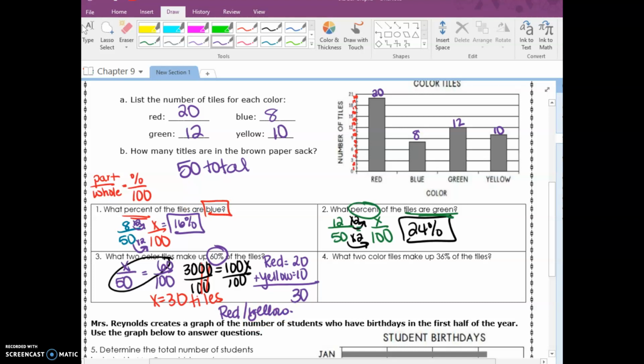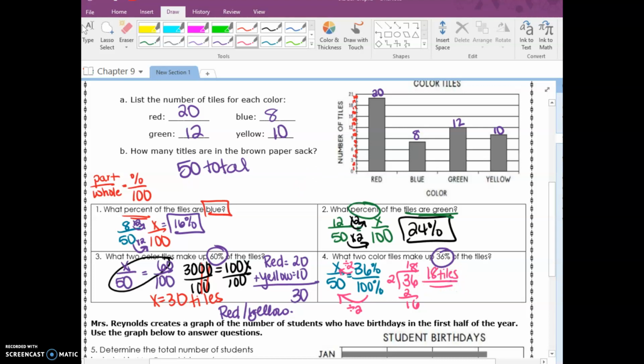Okay, so now let's look at number 4. What two tile colors make up 36% of the tiles? This is the same thing as what we just did, so I am going to solve it very similarly. I have x over 50 equals 36 over 100. So 36 is my percent. I'm going to solve this one by dividing by 2. 100 divided by 2 is 50, and then 36 divided by 2 is going to be 18. Now just to show my work, there's 18 tiles. It's not percent. That's what we already have.